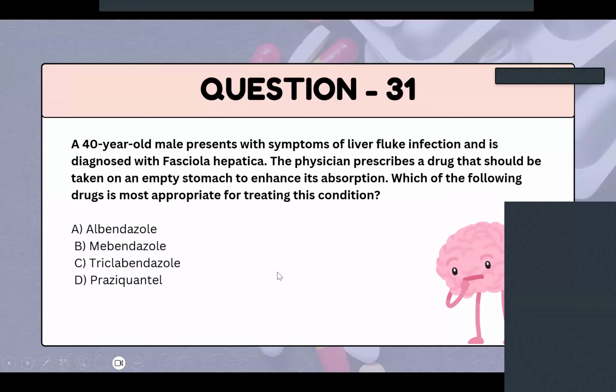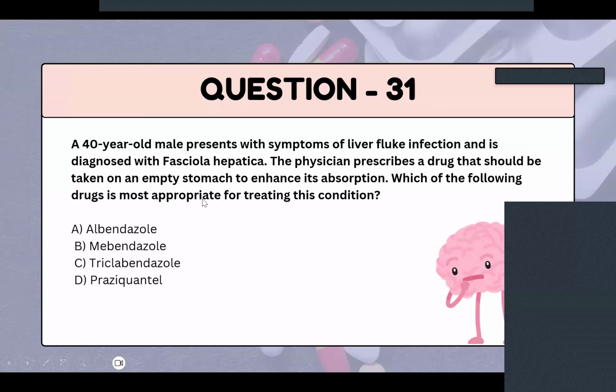Next question. A 40-year-old male presents with symptoms of liver fluke infection and is diagnosed with Fasciola hepatica. The physician prescribes a drug that should be taken on an empty stomach to enhance its absorption. Which of the following drugs is most appropriate for treating this condition? Albendazole, mebendazole, triclabendazole, praziquantel.